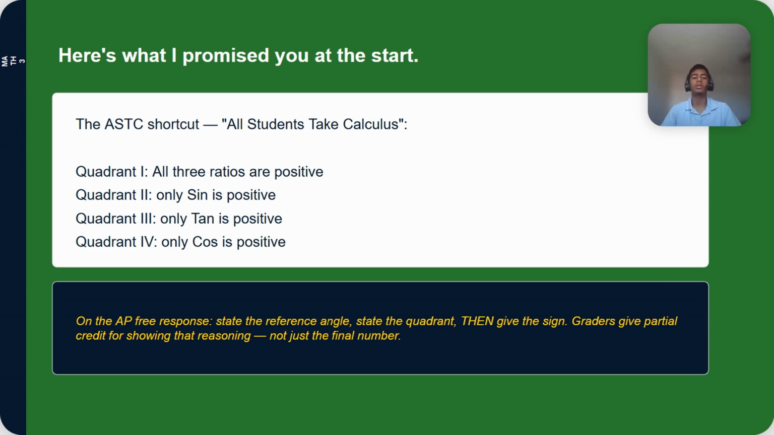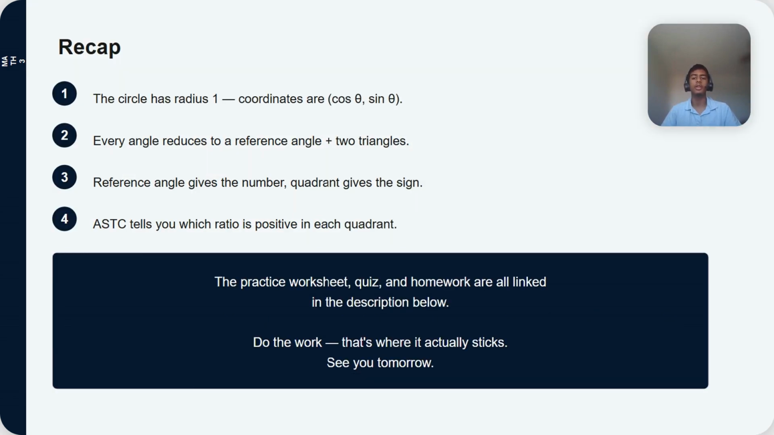Okay, so here's what I promised you at the start. There's a memory shortcut called ASTC. All students take calculus. Quadrant 1, all three are positive. Quadrant 2, only sine. Quadrant 3, only tangent. Quadrant 4, only cosine. And here's the AP specific part. On free response, graders want to see you state them: reference angle, then the quadrant, and then the sign, as three separate steps. That's the exact sentence that gets you partial credit even when the final number is wrong.